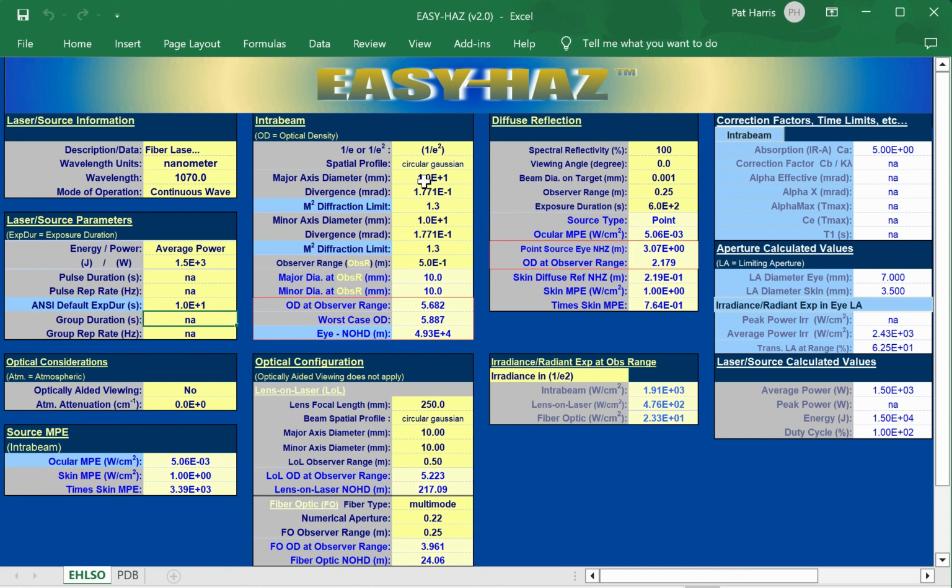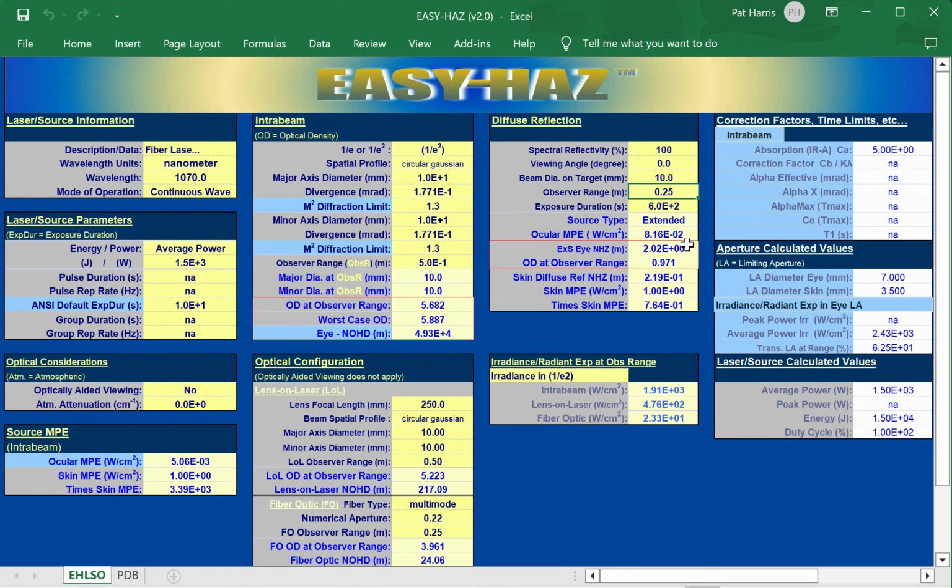Wouldn't we have something closer? Maybe we're looking at the collimated beam of 10 millimeters. We can certainly put that in here. And what you're going to notice is that for this observer range, this becomes an extended source. And you can see that the MPE becomes less restrictive because of the extended source.